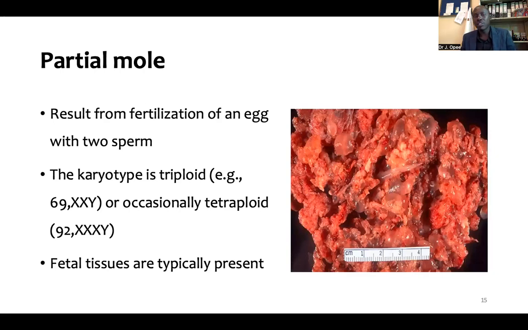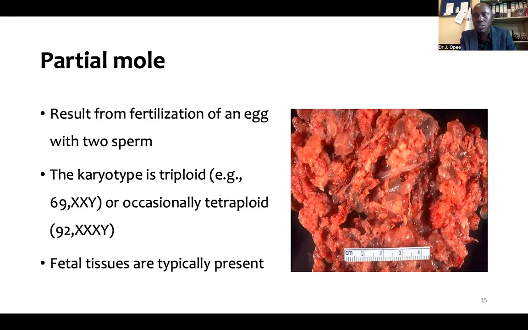It results from fertilization of an egg with 2 sperm. This time, the maternal chromosome is not lost, it's also present. But we have 2 sperms that fertilize what? An egg. And so you have what we call a triploidic kind of chromosomal arrangement. And this is just the typical structure of a partial mole. The good thing with the partial mole, you may be able to see some fetal tissues. And when you do histopathology, you'll be able to see some fetal tissues.